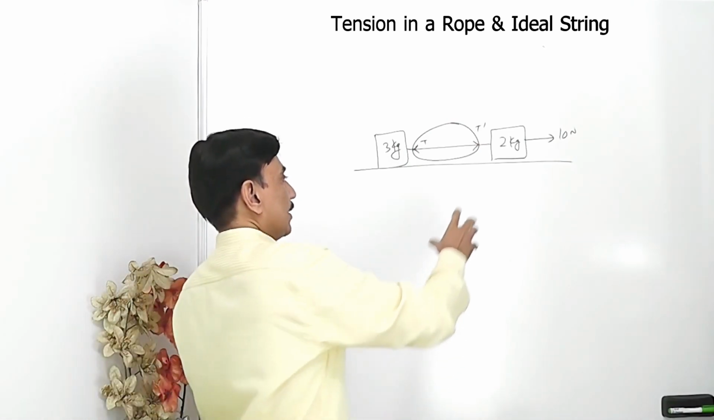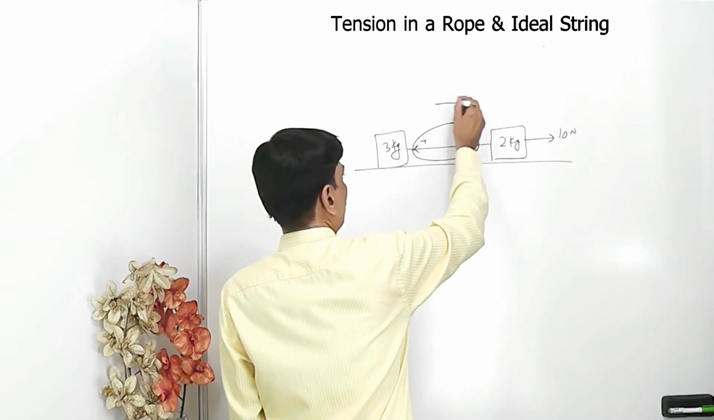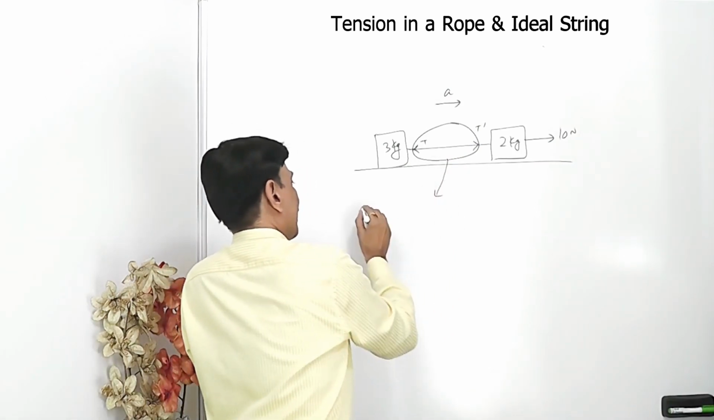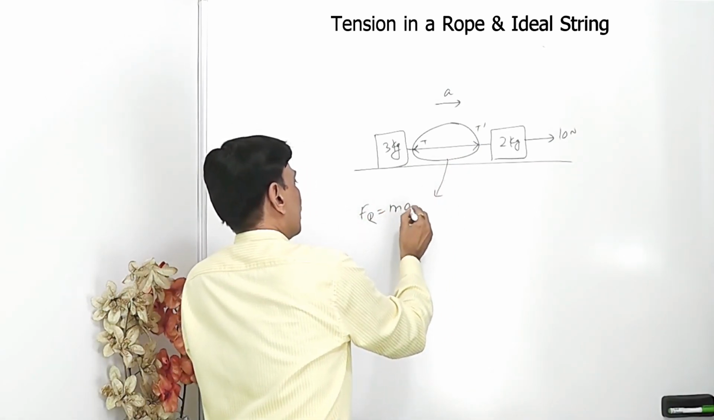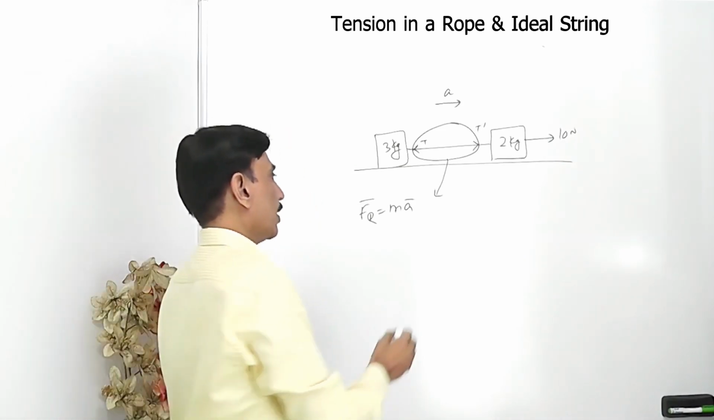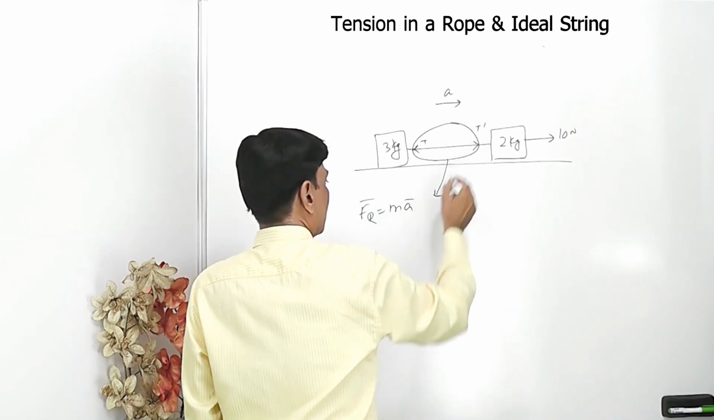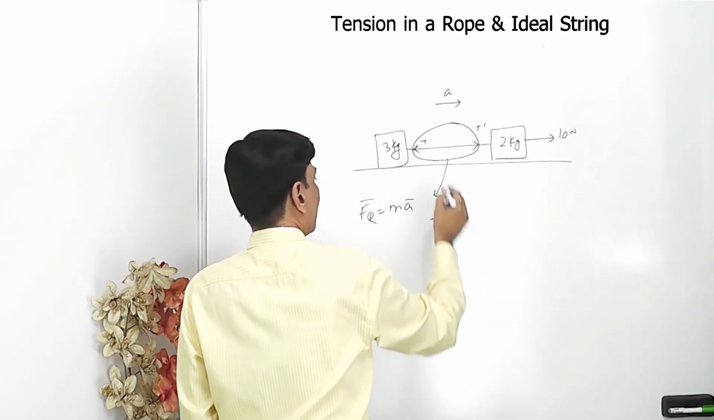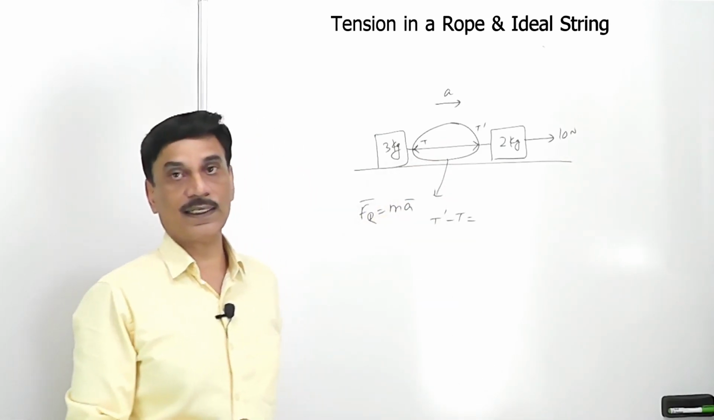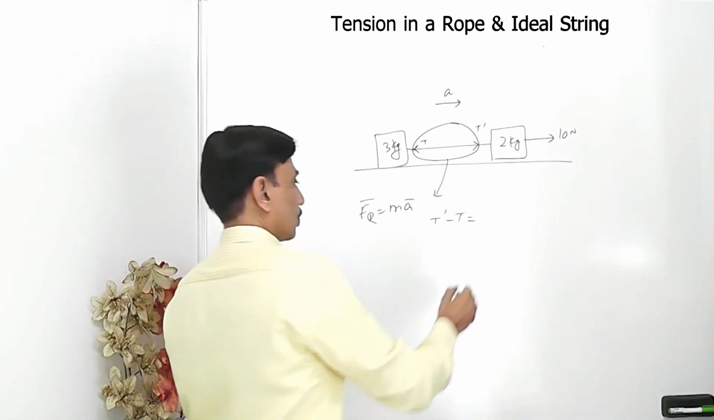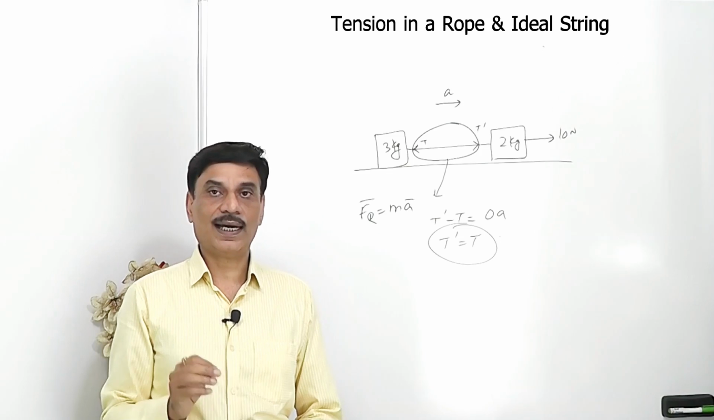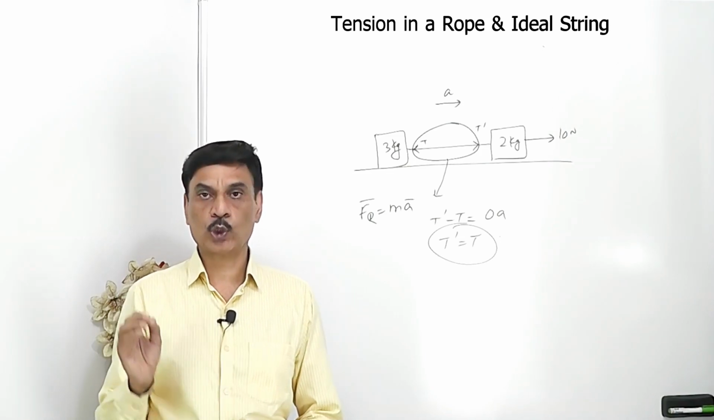Whatever the acceleration of the whole system is, this will also be going in this direction with acceleration a. Now coming to the last step, net force is equal to mass times acceleration. So over here the net force is T dash in this direction and T in this direction, equal to mass times a. What is the mass of this? This is an ideal string. An ideal string has mass 0. So 0 times a, which means T dash is equal to T. So a string has the same value of tension throughout its length.